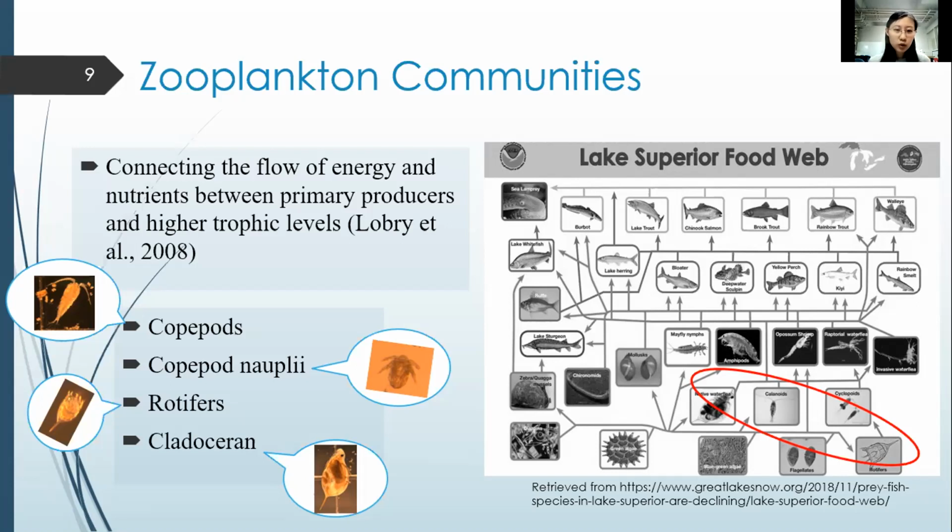We divided our zooplankton communities into 4 taxonomic groups. We had immature and adult copepods. We had copepod nauplii, which are early larval stage copepods. We had rotifers, which are really tiny zooplankton. We also had cladocerans.